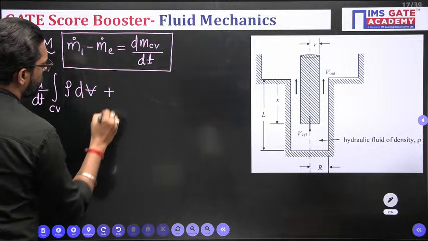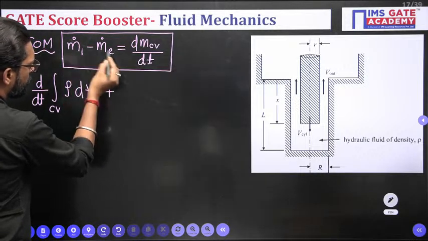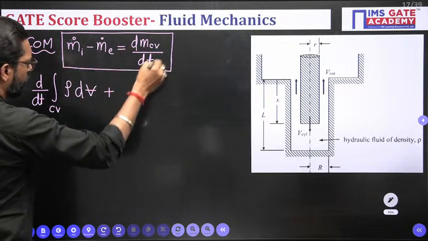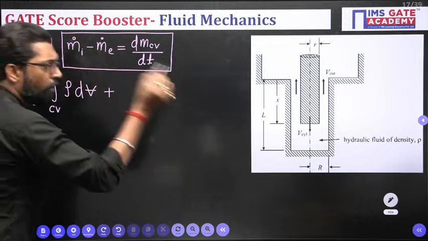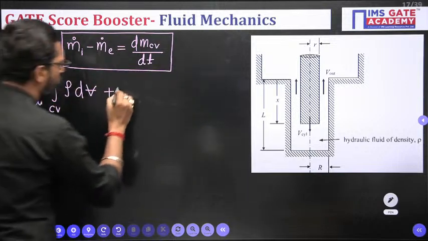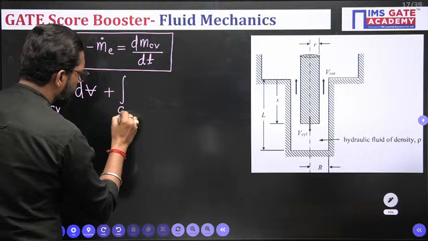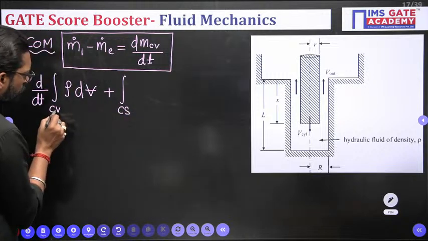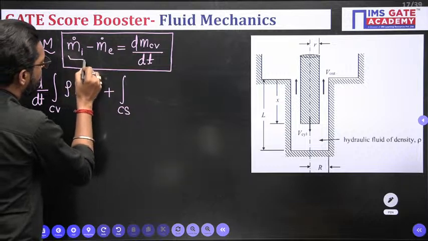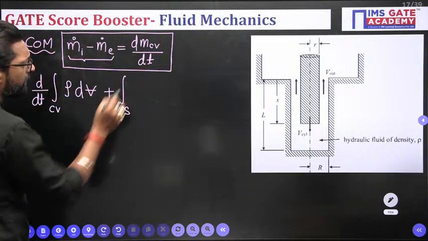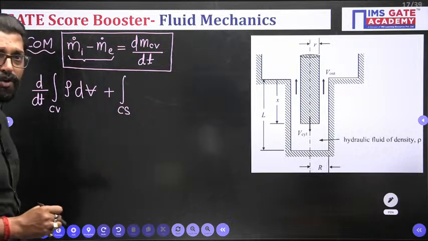Plus this term is related to the surface. This is related to the control volume, and this is related to the boundary, in or out. So integration through the control surface. This is integration through the control volume, and this is integration through the control surface. Why? Because entry and exit are boundary phenomena, and this is within the system, that means control volume phenomena.